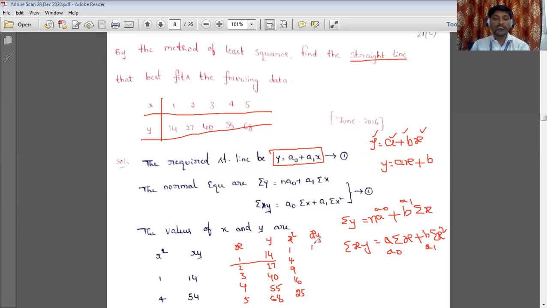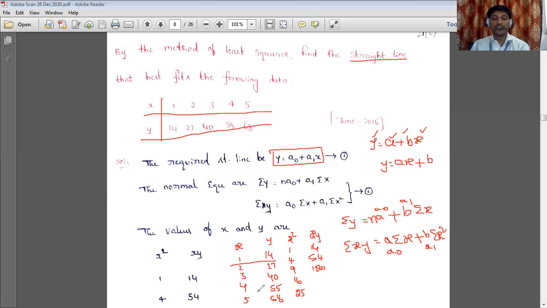Okay, so 1 into 14, and next here it is 2 into 27, and here it is 7 2s are 14, 2 7s are 14, and this one is 54. So like this we need to calculate all the values. So here it is 3 into 40, that is nothing but 40 into 3, 120.